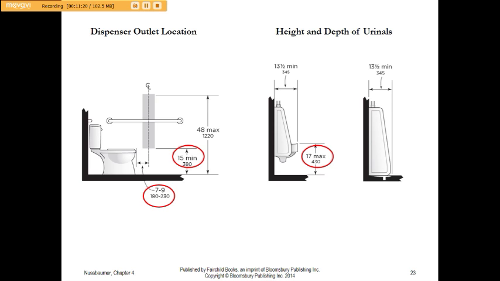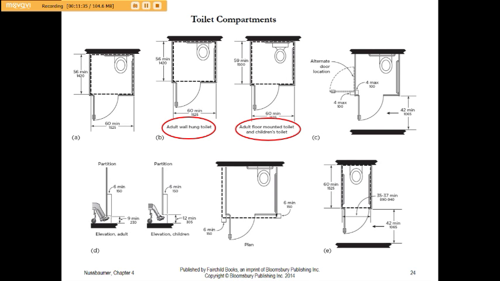The urinal for an ADA compliant urinal, not every urinal would be this, should be 17 inches off the ground. When we're looking at toilet compartments, we actually have to know what kind of toilet is being used, because if it's a floor-mounted toilet, we actually need more space than a wall-hung toilet. So if you just stick with the 60 by 60, you are going to be covered in all situations.